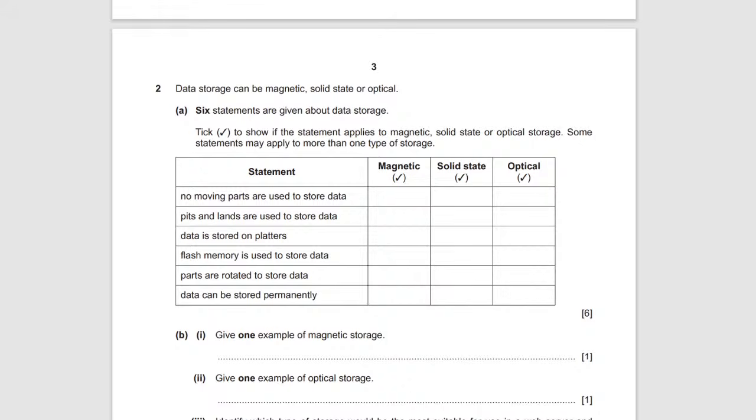Hello, Soban. So yeah, let's see. No moving parts are used to store data.